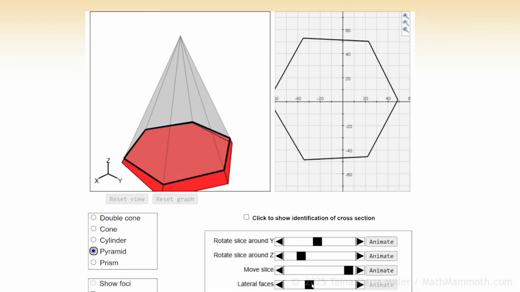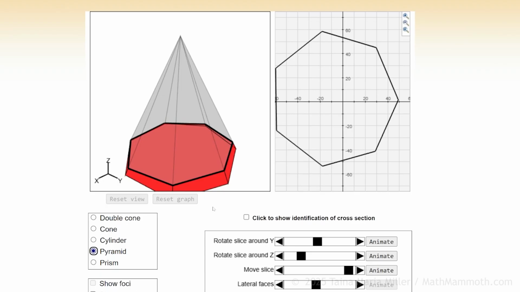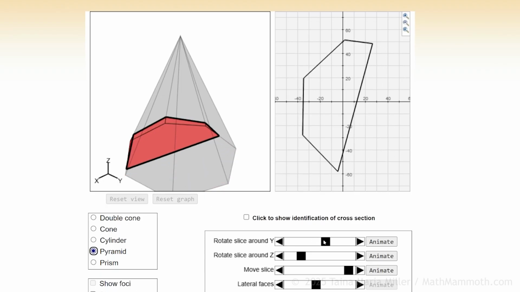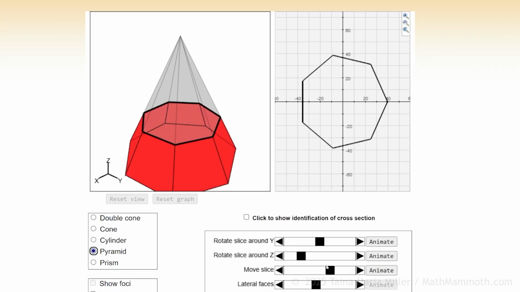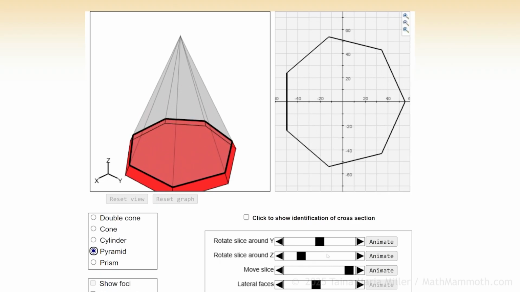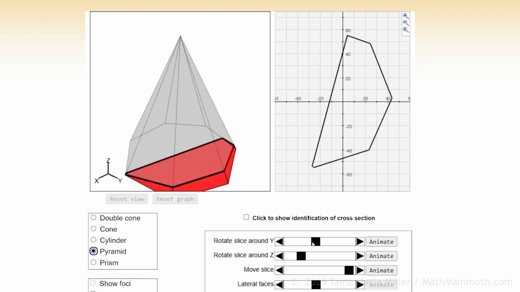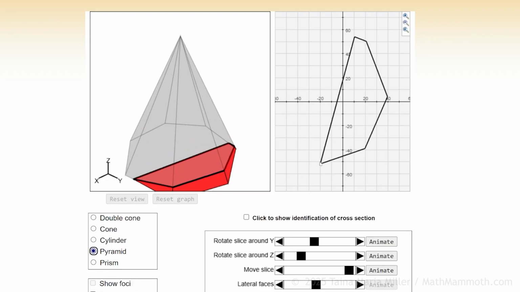Now let's try another pyramid. Here's a heptagonal pyramid. The cross-section changes. It's a heptagon here, but I can make it to be something else. 1, 2, 3, 4, 5. Now the cross-section is actually a pentagon.